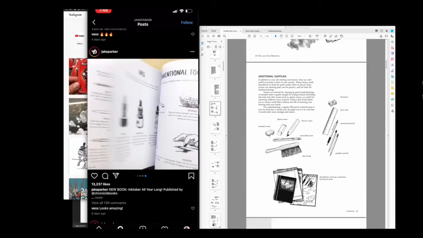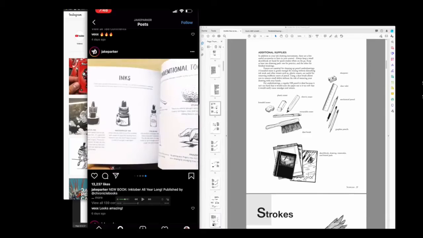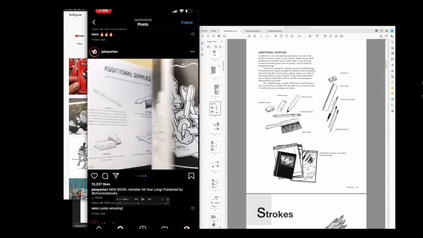That I have additional supplies. What does he have after that? Wow, additional supplies. A dust brush, eraser, pencil, and a ruler. Dust brush, eraser, pencil, and rulers. Okay.